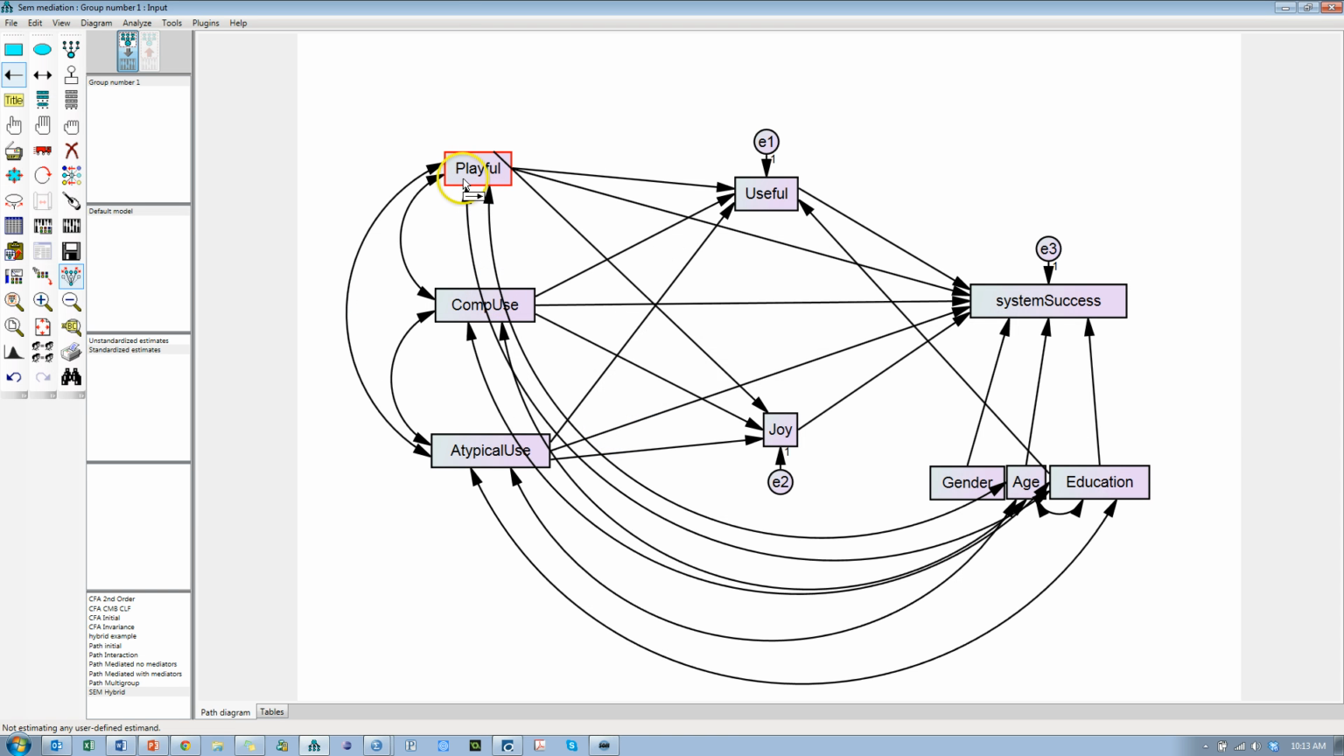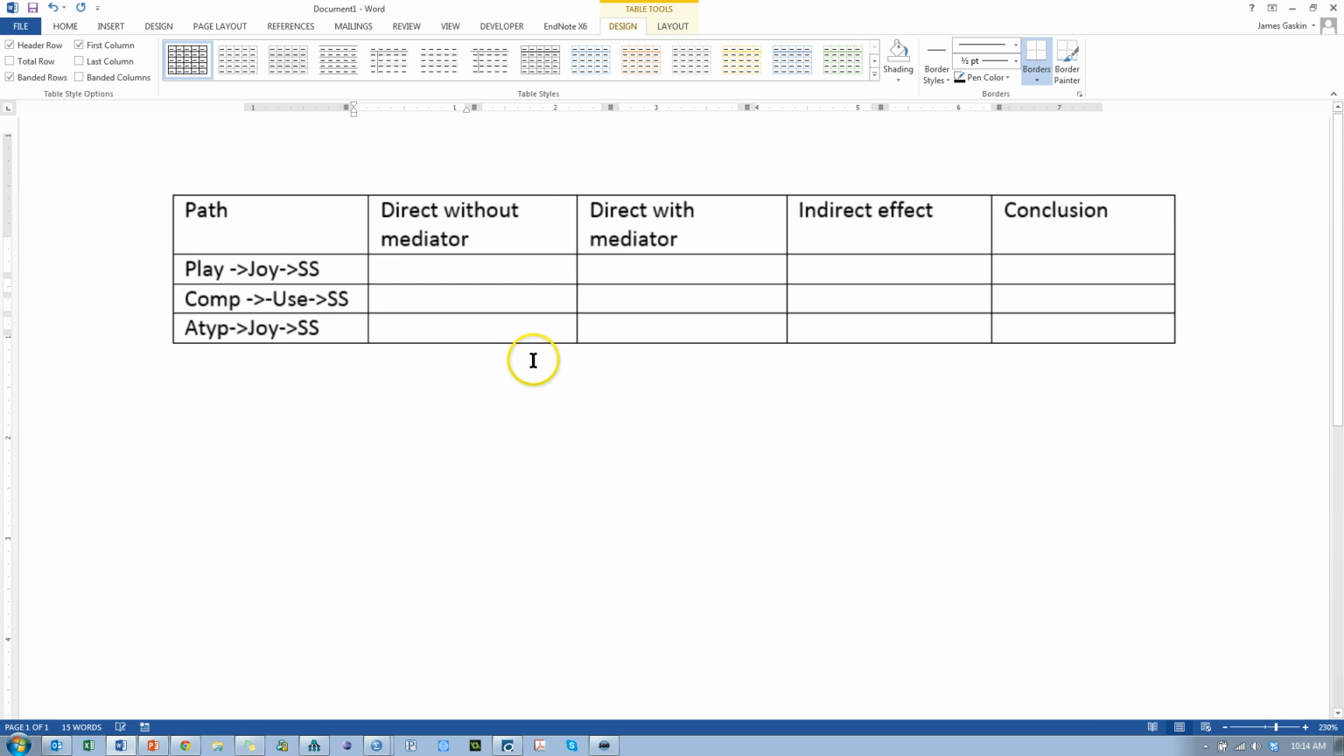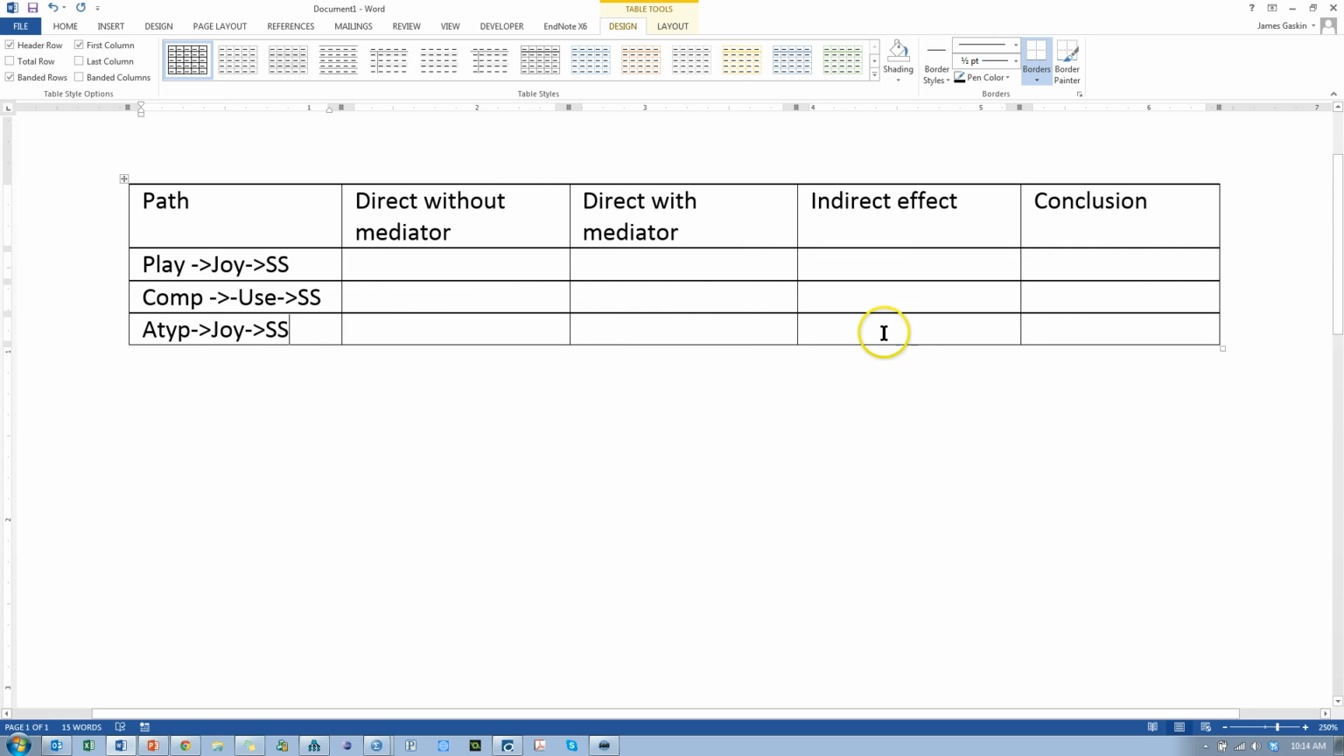Let's stick in a few. So we have playfulness to system success, play to system success, comp to system success. Oh, but it has to be through something, right? Let's do through joy, through usefulness, just to change it up a bit. And we'll do one more: a tip through joy. So just setting things up so I can write some notes so I'll know for sure what the effects are and what the mediation is. I'll leave this up for a sec so you can sort of copy.